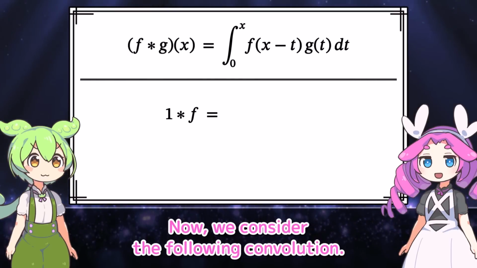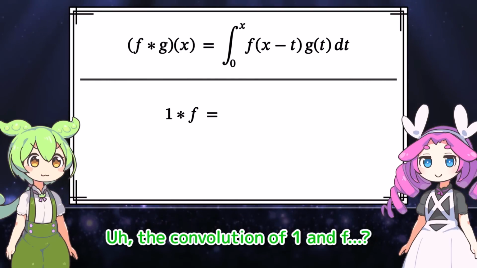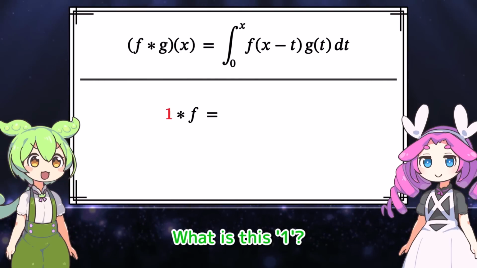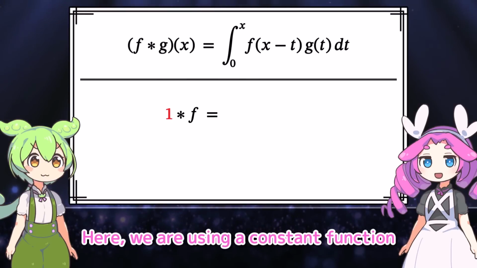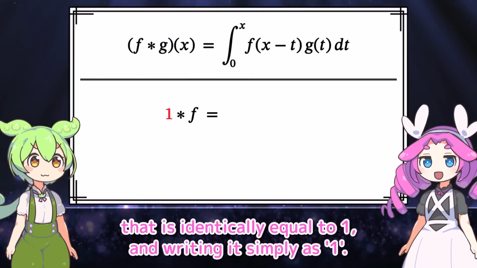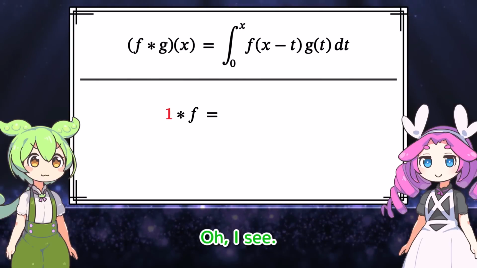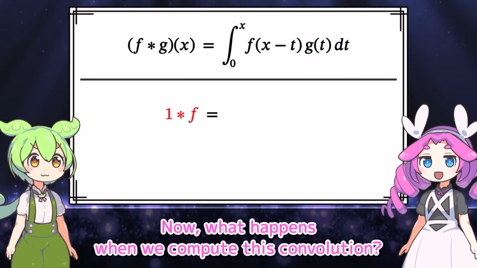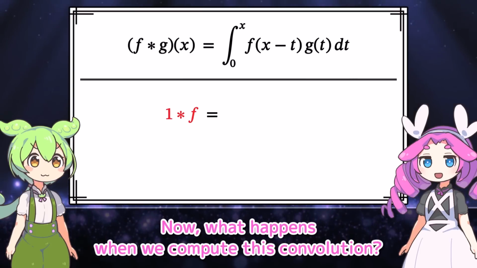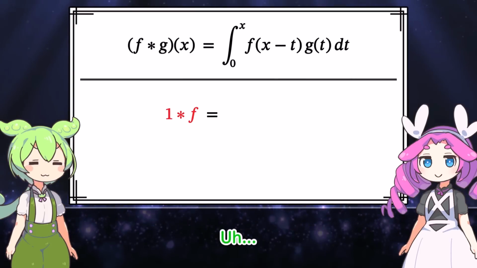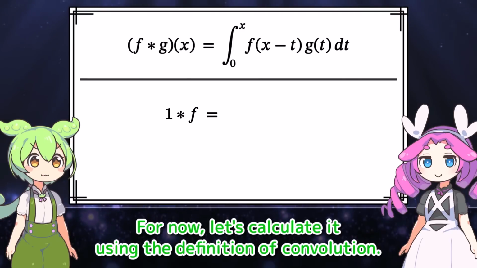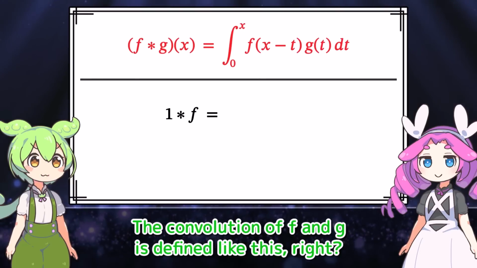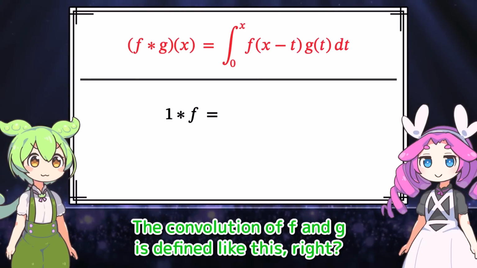Now, we consider the following convolution. The convolution of 1 and f? What is this 1? Here we are using a constant function that is identically equal to 1, and writing it simply as 1. Oh, I see. Also note that the variable x is often omitted. Now, what happens when we compute this convolution? This is a tough question. For now, let's calculate it using the definition of convolution. The convolution of f and g is defined like this, right?